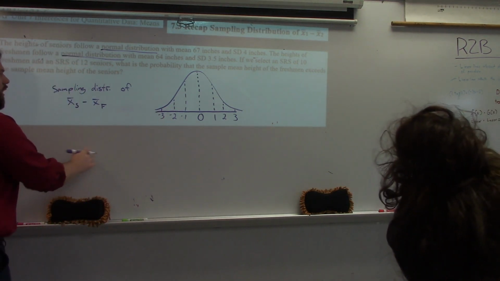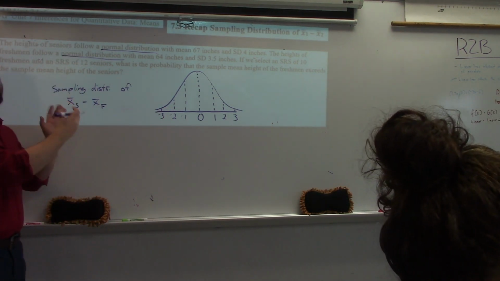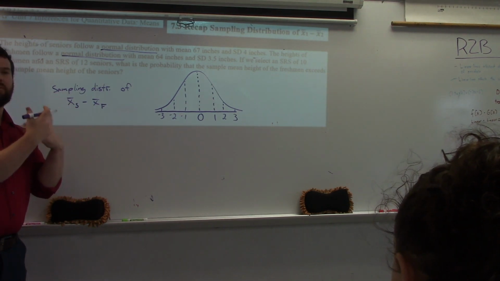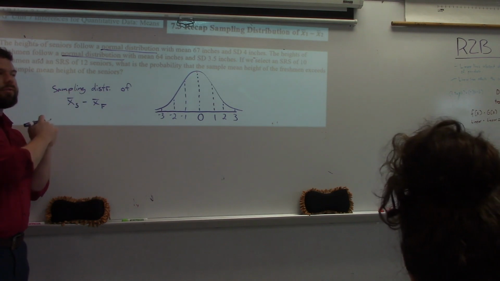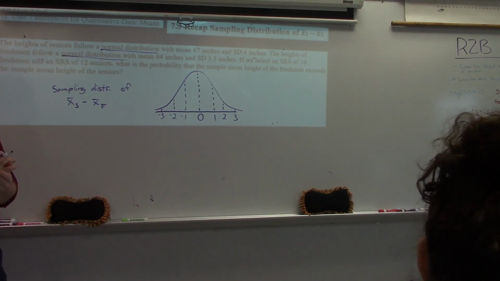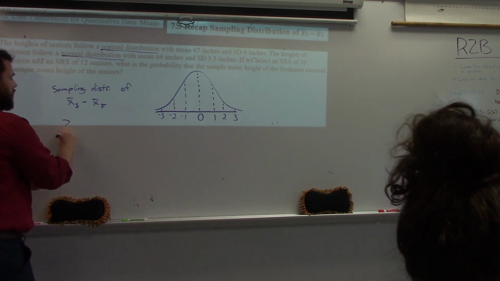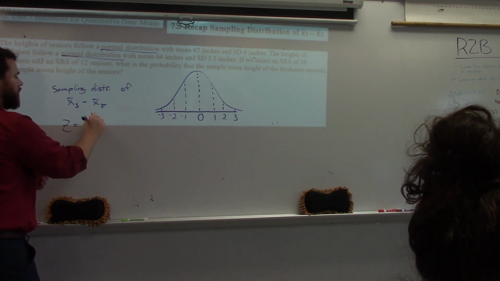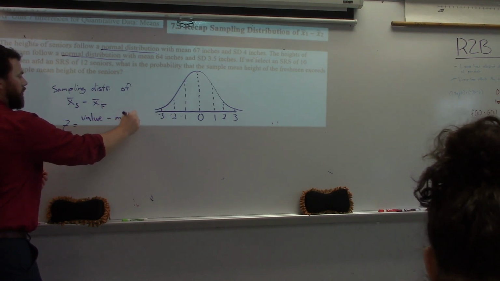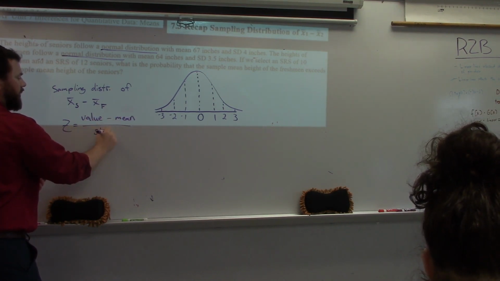Right. Because I can convert this to what type of value or symbol, right? Because we got numerical values. How can I convert this, though, to fit it on this normal curve here? Value minus mean over standard deviation. Don't forget, value minus mean divided by standard deviation.